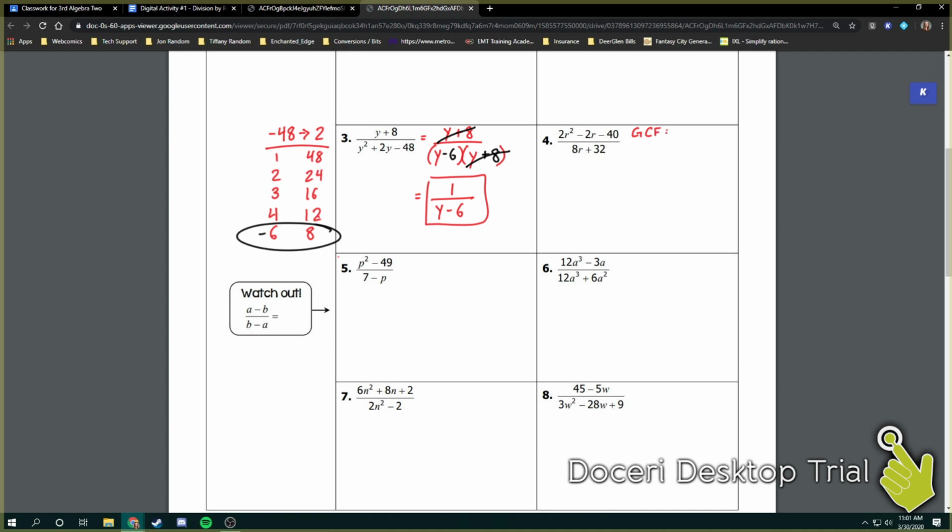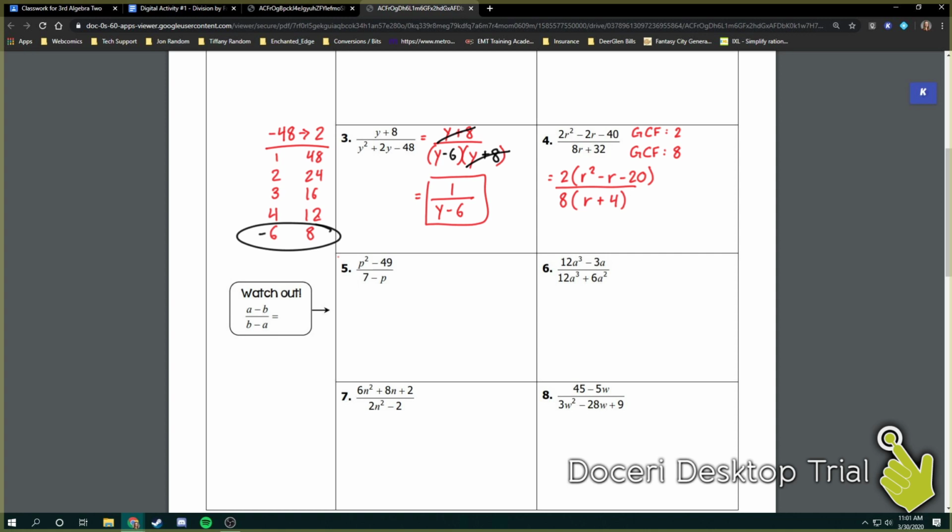Let's see, we've got 2, -2, and -40. The largest number that goes into all of those things is 2. And the same for the denominator, it has a greatest common factor. In this case, 8 and 32. So what I want to double check, does 8 go into 32? It does, it goes in 4 times. So 8 is the largest number that those have in common. So that means I can take the 2 out front, which leaves me with r squared minus r minus 20. And in the denominator, I can take the 8 out front, leaving me with r squared plus 4.